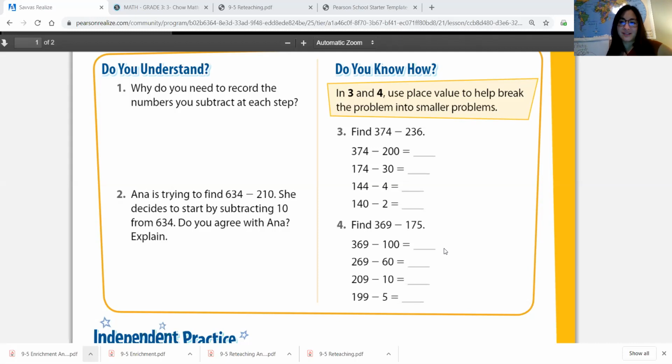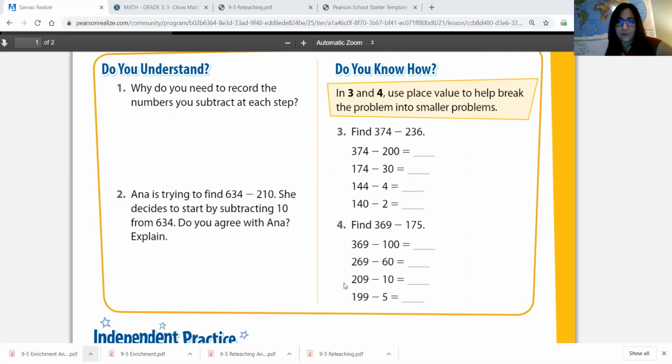So you may have noticed that if you keep going further down, 269, that's the answer. So then we've got 269 minus 60. Just make sure you're understanding why they are taking away 60 at this point. And so you should have gotten 209.